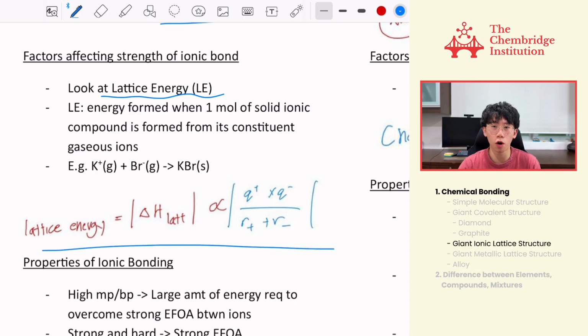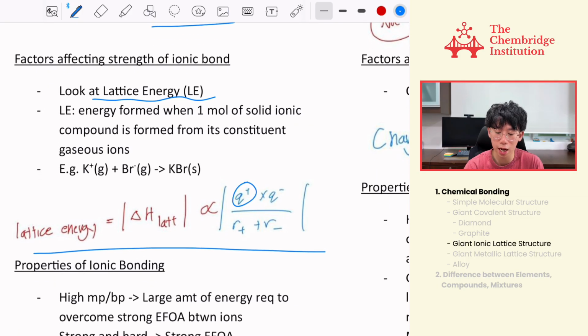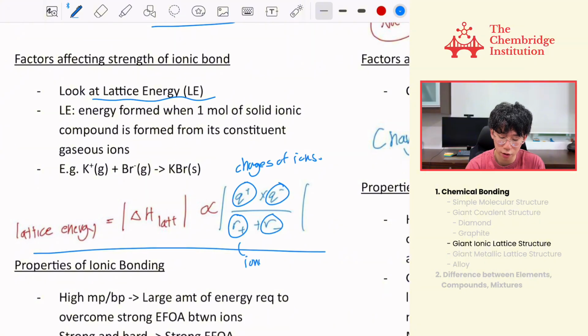As you can see from this formula, the lattice energy is proportional to the charges of the ions multiplied together, divided by the radius of the ions. This is called ionic radii. And you can see from this formula that charge actually has a more significant impact on lattice energy than ionic radius, but both still affect the strength of your ionic bond.